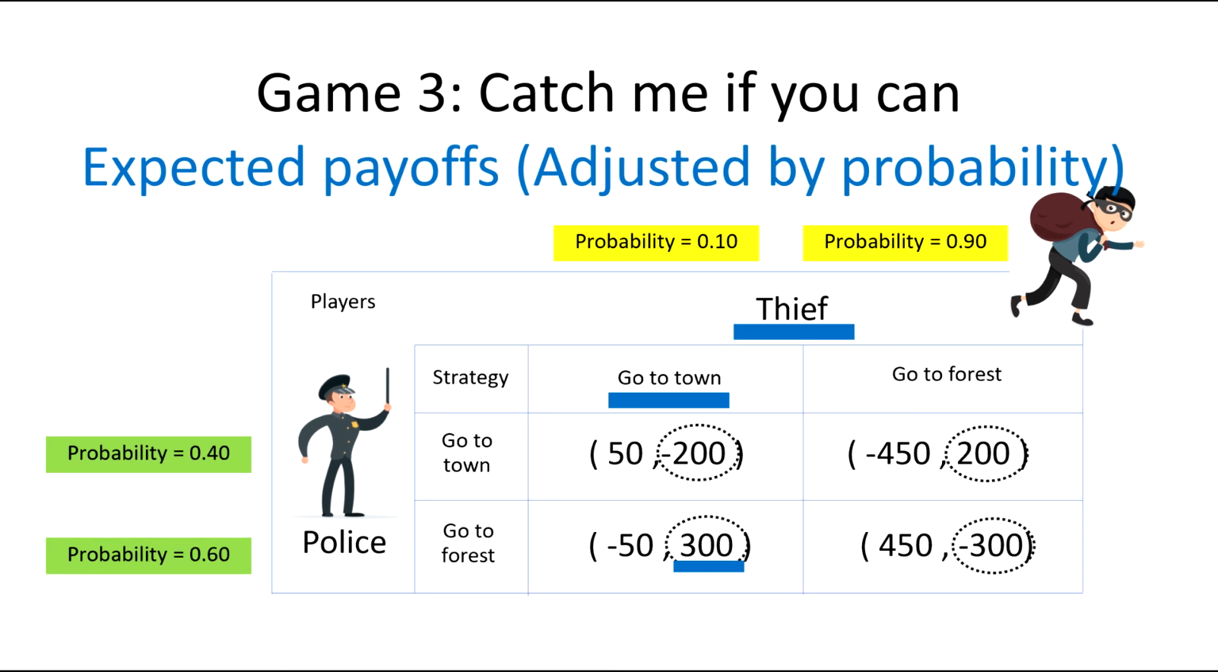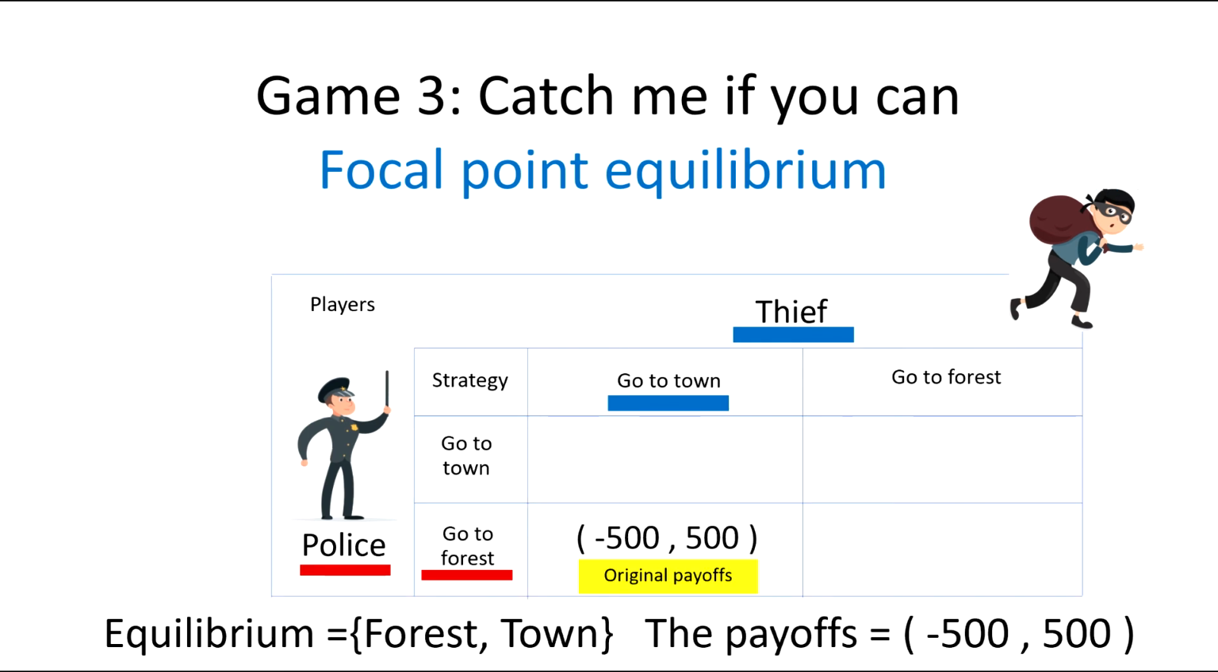And the thief compares between minus 200, 200, 300 and minus 300. And he makes the decision to go to town because of the highest expected payoff. You see that if he goes to town, he expects that the highest payoff he will get is 300. But if he goes to the forest, the highest expected payoff is just 200. Therefore, going to town is the better choice. He or she will make the decision to go to town. So the equilibrium is: the police goes to the forest and the thief goes to town.